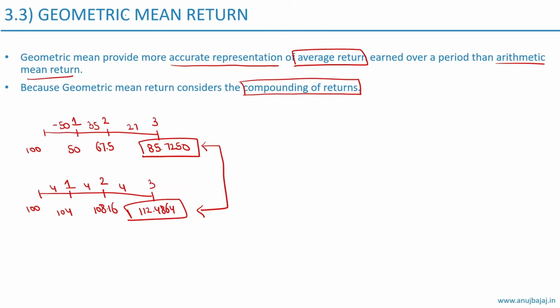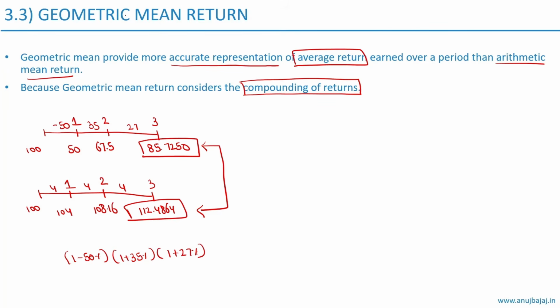Now let's see what will be the value using geometric mean return. First, let us see how do we calculate the geometric mean return. If you remember the formula for calculating holding period return from multiple annual returns, we will be using the same formula over here. 1 minus 50% multiplied by 1 plus 35% multiplied by 1 plus 27%.